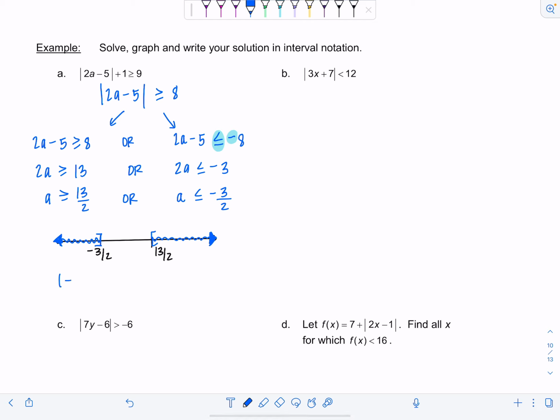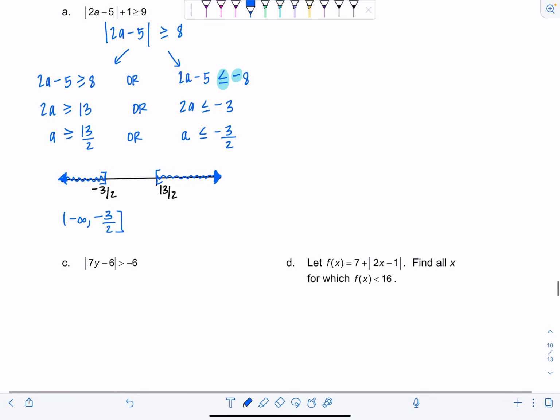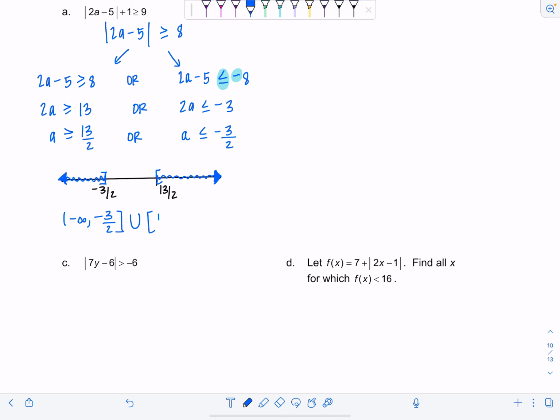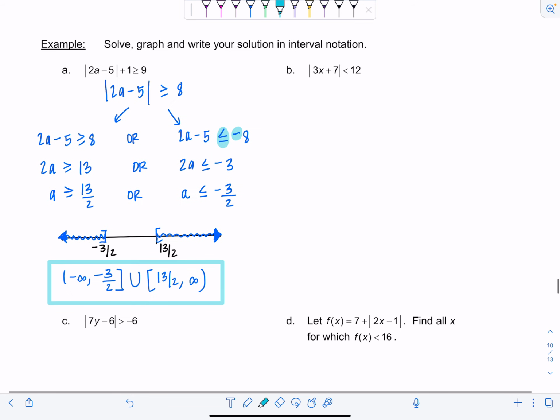So we're going to go negative infinity, negative 3/2 bracket. And then instead of writing or, you put u. That's an ugly little u. I got to do it nicer. Hold on. There we go. Yes. 13 over 2 to infinity. Bada bing, bada boom. Do you like it? Good, good, good. Box it. Lovely. Now, let's move on to another example where the case is going to be a smidge different, okay?